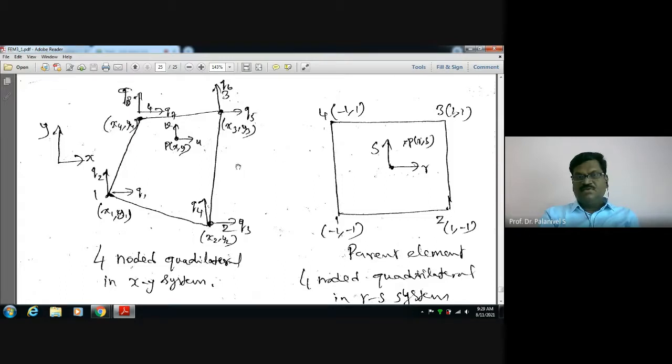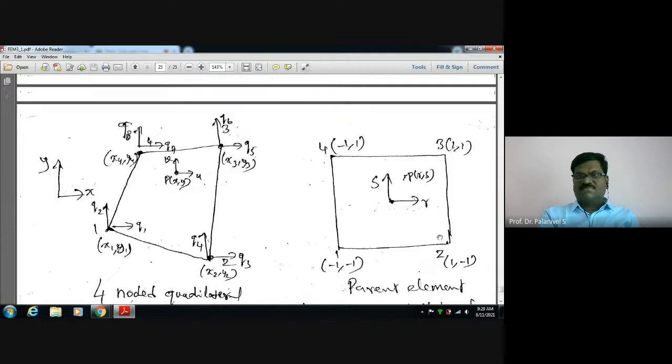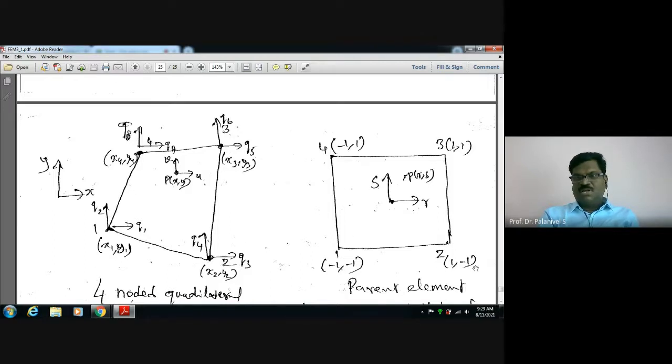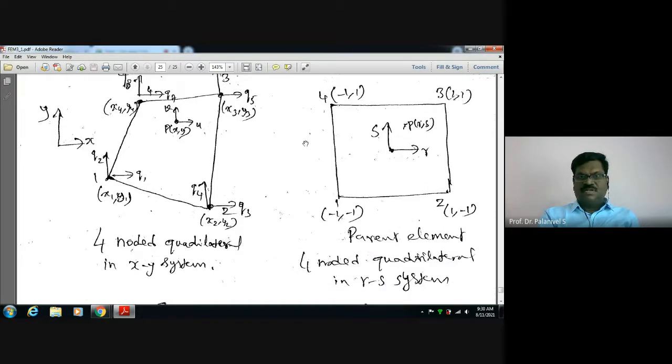When you convert this quadrilateral element into the natural coordinate system, it becomes the parent or master element, a four-noded quadrilateral in the RS system. It becomes like this, with natural coordinates minus 1, minus 1, 1, minus 1, and so on. P is also expressed in terms of R and S. You can put an arrow like this.